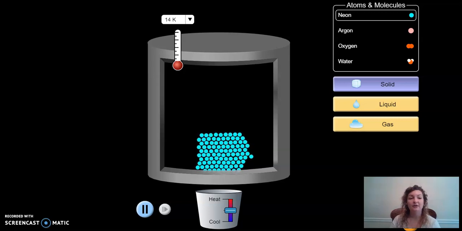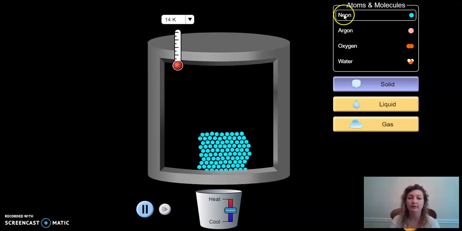Everybody, I just wanted to do a quick remediation or review of 5A for your AKS. So I'm showing you this new simulation. You see here that we have a closed container. Right here is going to be the thermometer. It's showing us the temperature in Kelvin. And we are starting in a solid form.